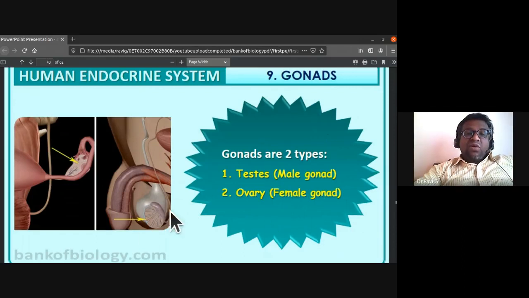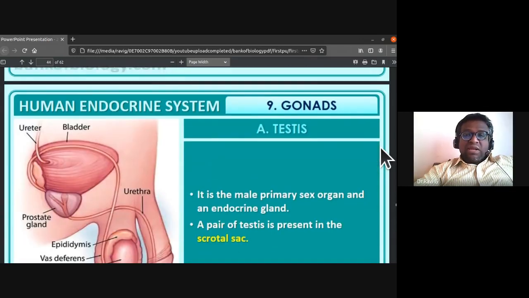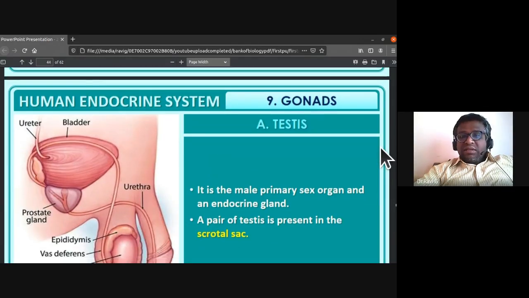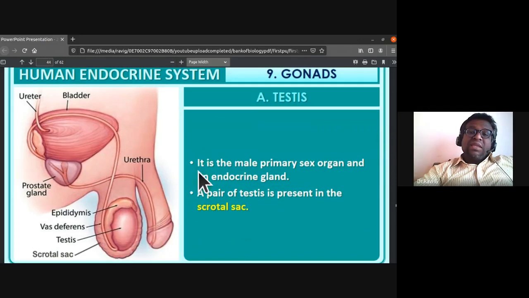Within the scrotum, a pair of testes is found, which produces the sperm cells. Within the abdomen, you can notice the ovary, which produces the egg cell or ovum. So the gonads are of two types: testis, male gonad; ovary, female gonad. Let us discuss these gonads. The testis is the male primary sex organ and also an endocrine gland, which you have to remember.